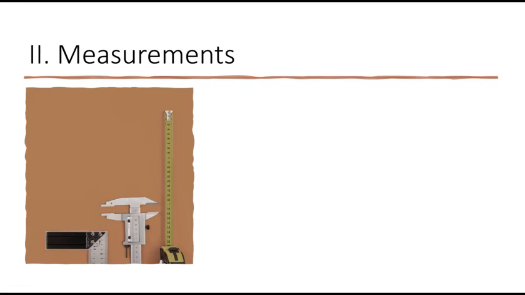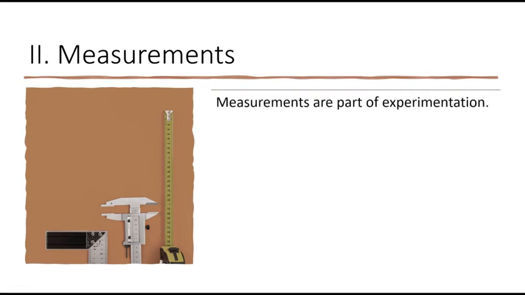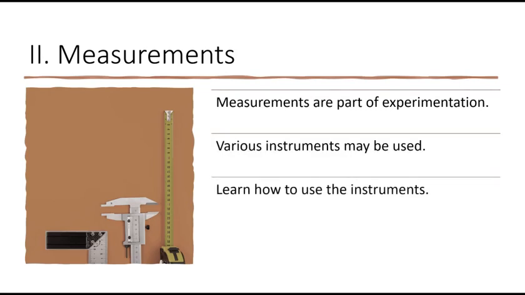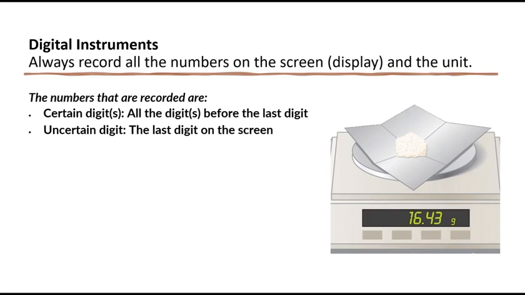2. Measurements. Measurements are part of experimentation. Various instruments may be used. It is important to learn how to use the instruments and record values and units. Digital instruments. Whenever you are working with a digital instrument, you always record all the numbers on the screen or the display, and of course the unit.